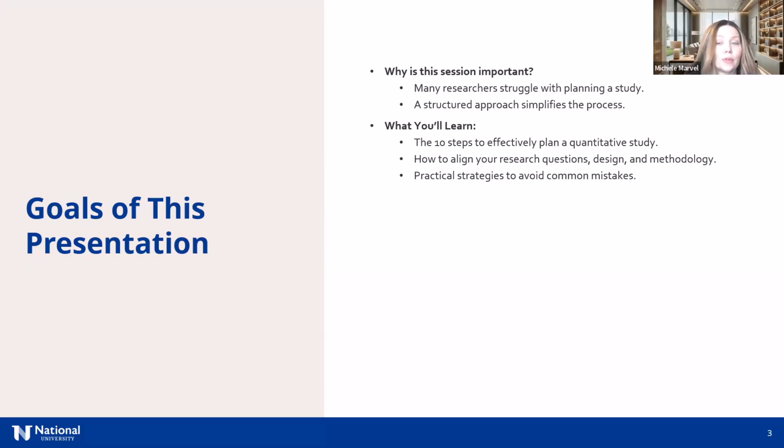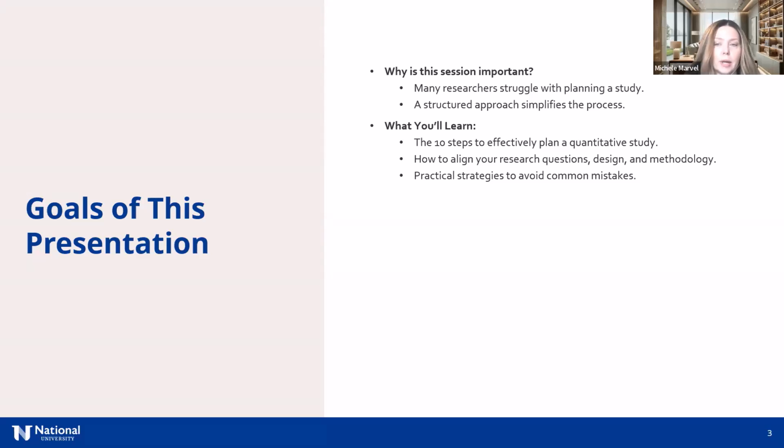And if that sounds familiar, you're not alone, because many researchers, especially those who are just starting out, find the planning phase to be the most intimidating part of the process. But here's the good news. When you follow a very clear, structured approach, research planning becomes not just manageable, it becomes strategic, it becomes purposeful, and it can even become energizing because you've got a plan and you know what your next step is. And this presentation is built around a 10-step framework that simplifies the process of designing a rigorous, well-aligned quantitative study. So think of it like a research roadmap, something that you can return to anytime you're stuck or you're not sure what the next move is.